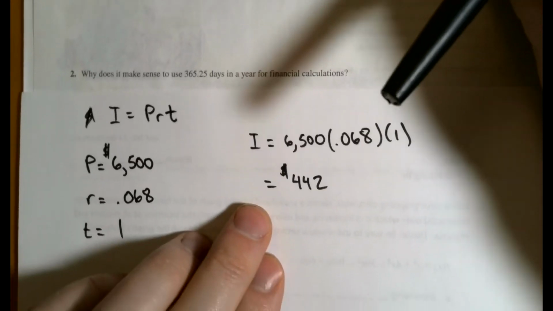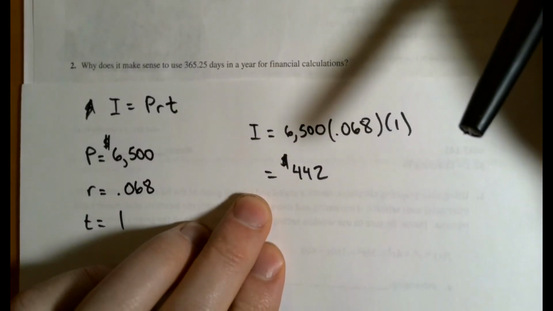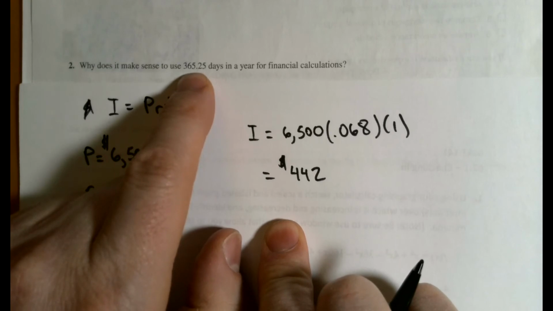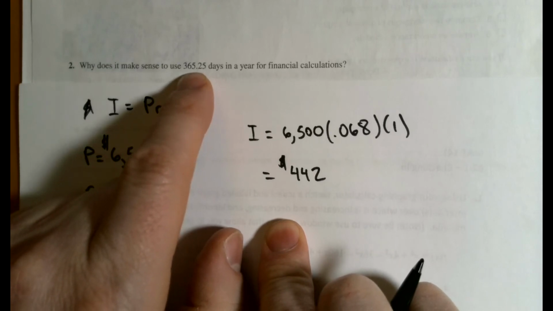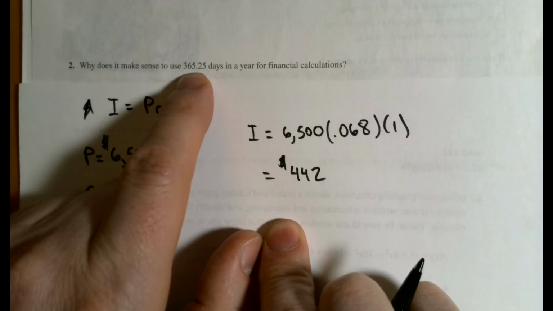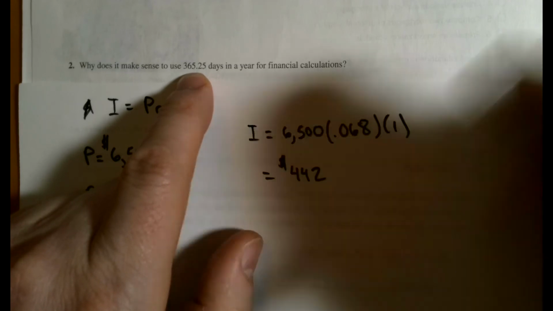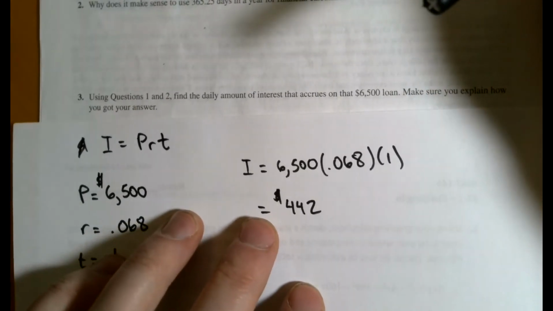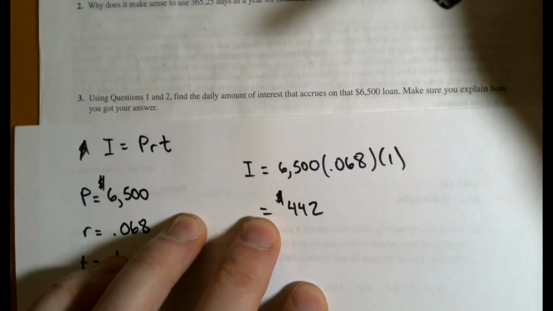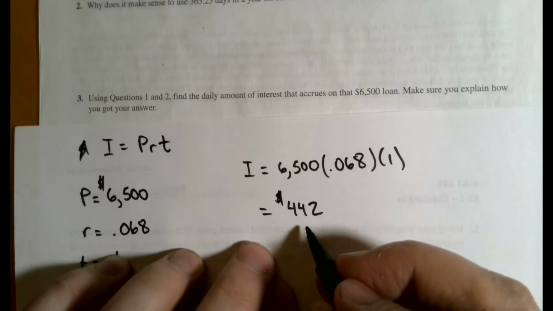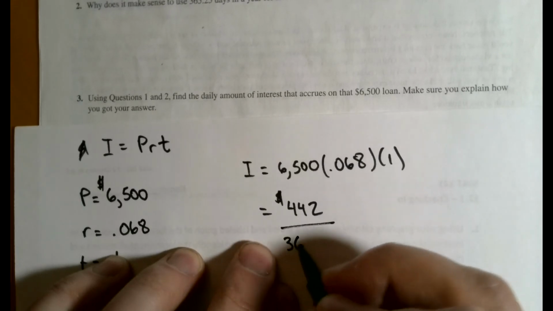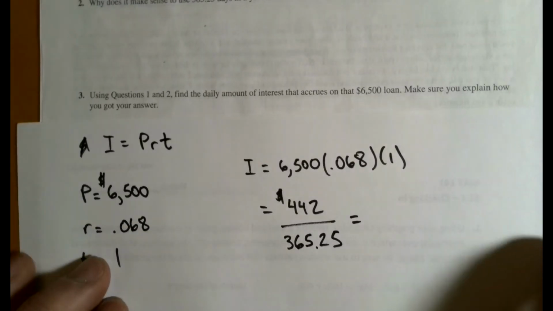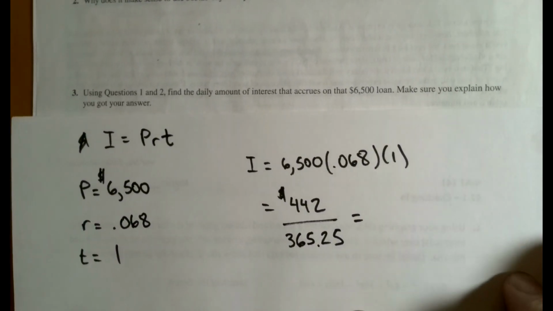Our textbook author asks, why does it make sense to use 365.25 days in a year? That's because of the leap year. Every fourth year, there's an extra day in February. I think that happened this year, didn't it? Y'all correct me if I'm wrong. So we're going to take our interest and divide this amount by 365.25 to calculate how much interest we're going to be charged each day.